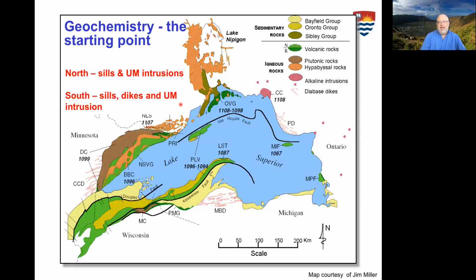What's different, I guess, is that in the north of the area, and I'm going to focus on the Canadian side of the border, on the northern side, we see mainly sills and ultramafic intrusions. So up here around Lake Nipigon, there's very little in the way of dikes being recognized today. Whereas down south of Thunder Bay, down here, we see a lot more dikes. We still see sills. We still see some ultramafic intrusions, but they're less common. So most of the ultramafic intrusions are up in this area north of the city of Thunder Bay.